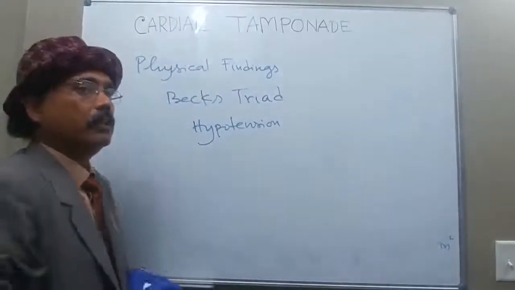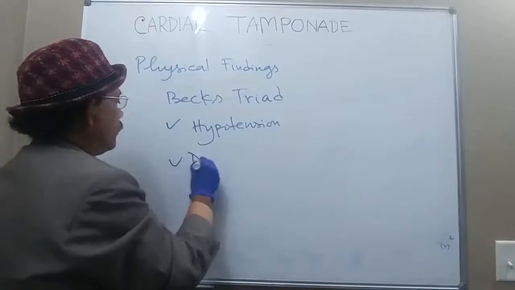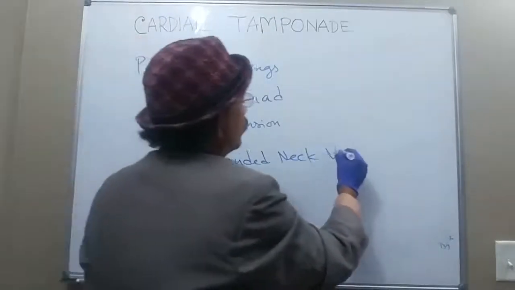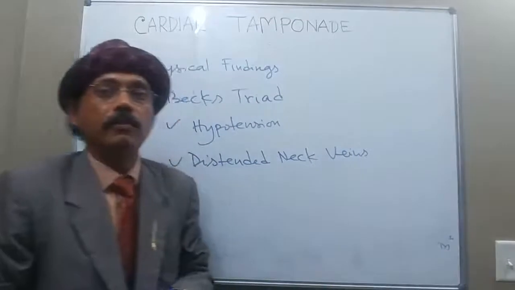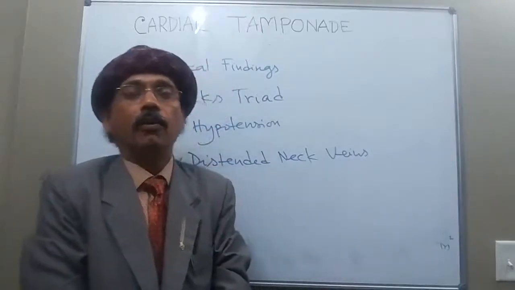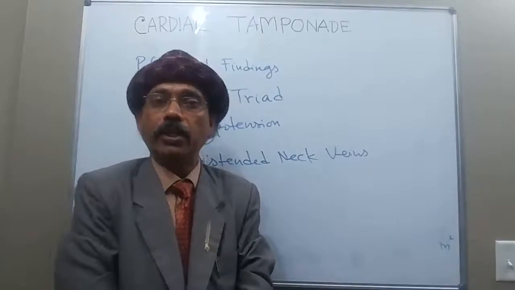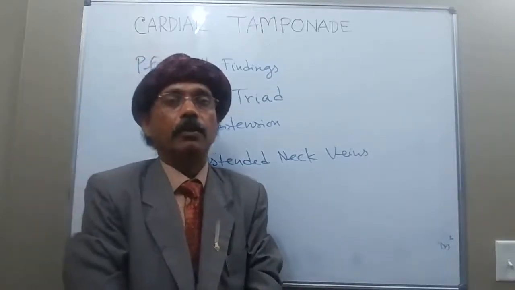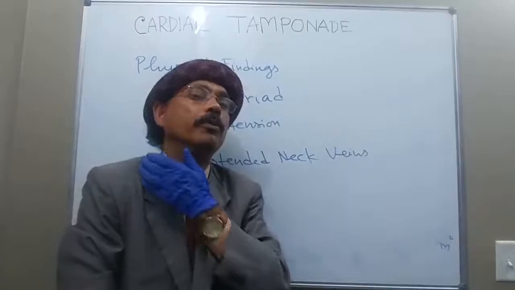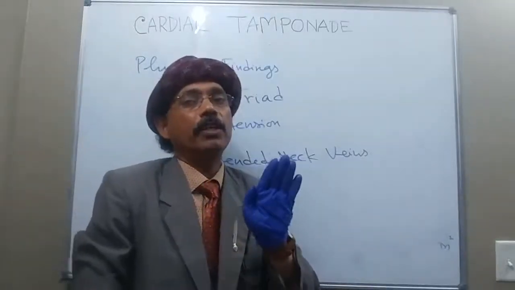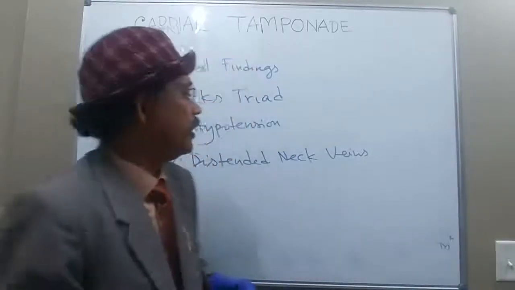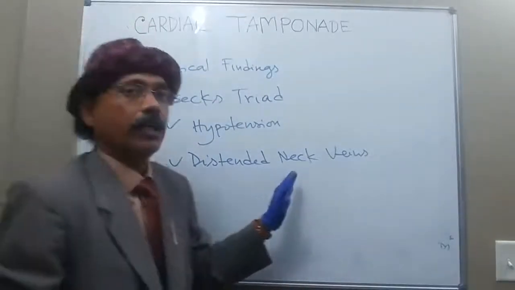This is very important. Then distended neck veins. Why does this happen? Because the neck veins, especially the subclavian vein and its tributaries, the brachiocephalic veins, all collect blood. Blood goes to the superior vena cava, to the right atrium. Also, the right atrium gets blood from the inferior vena cava. If the superior vena cava and right atrium are compressed, there will be stagnation of blood in the head and neck region. There will be engorgement of the blood vessels in the head and neck region. So there will be distended neck veins.